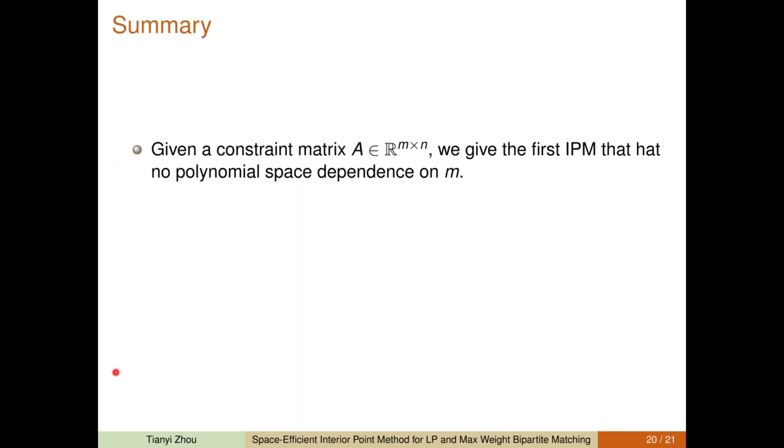To summarize, in this paper, we give the first IPM that has no space dependence on the number of constraints n. In addition, we further reduce the space cost when matrix A has treewidth tau. We apply our technique to solve the bipartite matching problem. Due to the time limit, this presentation didn't cover the bipartite matching part. If you are interested, please refer to our paper.